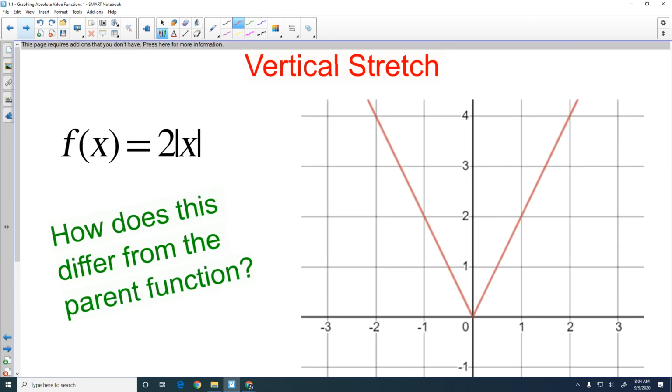All right, our last transformations are called stretch and compressions. So this first one we're looking at is a vertical stretch. So write the function out in here. Notice that there's a number in front of the absolute value. So what operation is going on between that 2 and that absolute value of x? Are they being multiplied together, added together, subtracted? What's that usually mean when they're right next to each other? What operation?